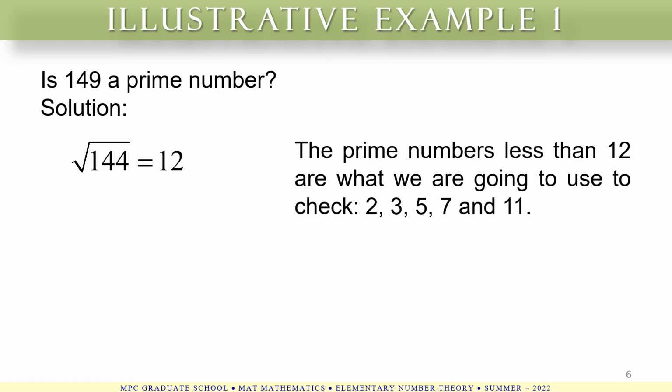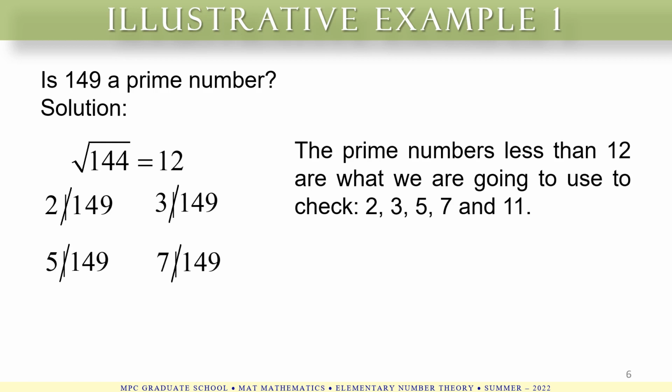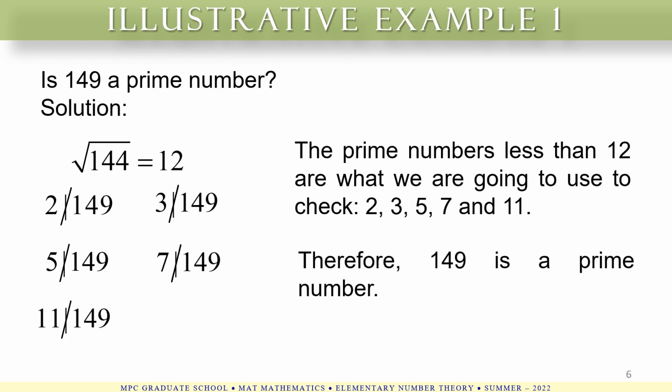Remember that the sieve of Eratosthenes is finding prime numbers by trial division. So we're going to use 2 to divide 149. And we will see that 2 does not divide 149. 3 does not divide 149. 5 does not divide 149. 7 does not divide 149. And 11 does not divide 149. Therefore, we can conclude that 149 is a prime number.